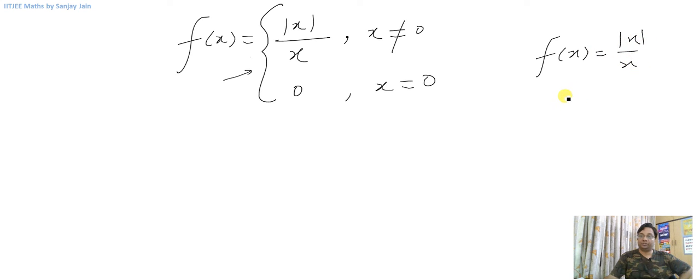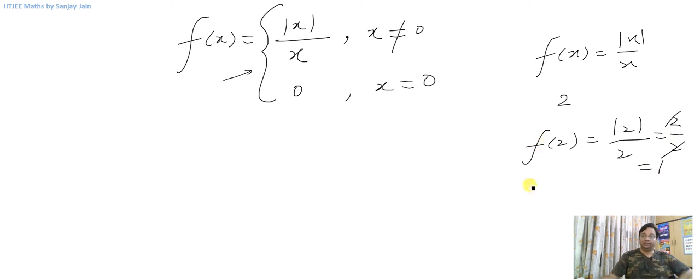So if I put anything positive, let us say I am putting 2, what will be f of 2? It will be equal to mod 2 divided by 2, which is 2 by 2 equal to 1. If I am putting -2, what will be my f of -2? No, for -2 I'll have to put -2 in the denominator as well. So for -2, mod of -2 is 2, divided by -2, it will give me -1.